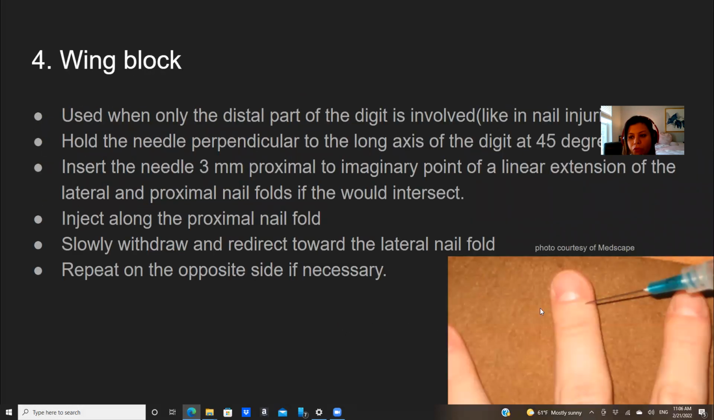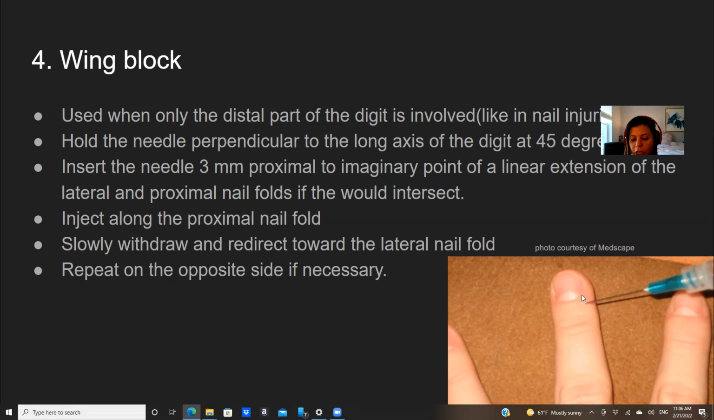The last type of block that I will be talking about in terms of digital blocks is called the wing block. And this method is only used if you only need to work on the distal part of your digit. So nail injuries, nail bed injuries, fingertip avulsions, something like that. In this method, you are going to hold the needle like in this picture, perpendicular to the long axis of the digit. And you're going to hold it at a 45-degree angle.